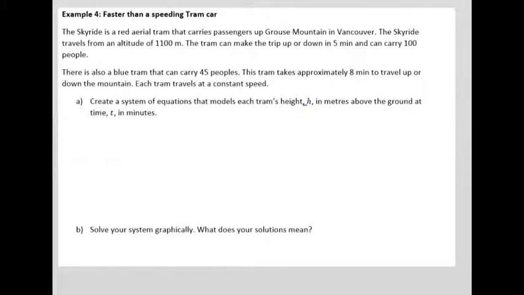travels from 1,100 meters all the way down to the ground, and it takes about 5 minutes to do that. It can carry around 100 people, which is quite a bit for a tram car. So yeah, there's also another tram car, a smaller one, that carries 45 people, and that tram takes about 8 minutes to travel up or down the mountain. We're going to assume that each tram travels at a constant speed.